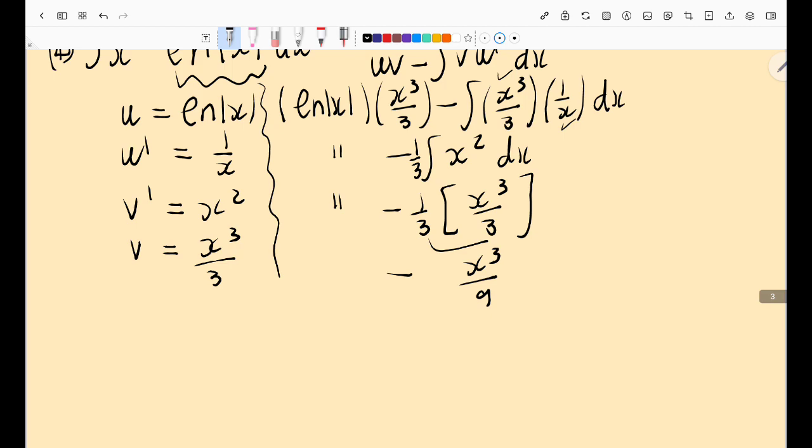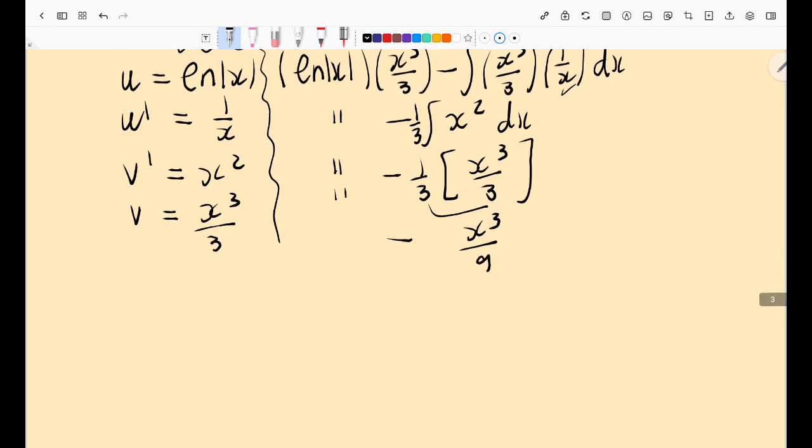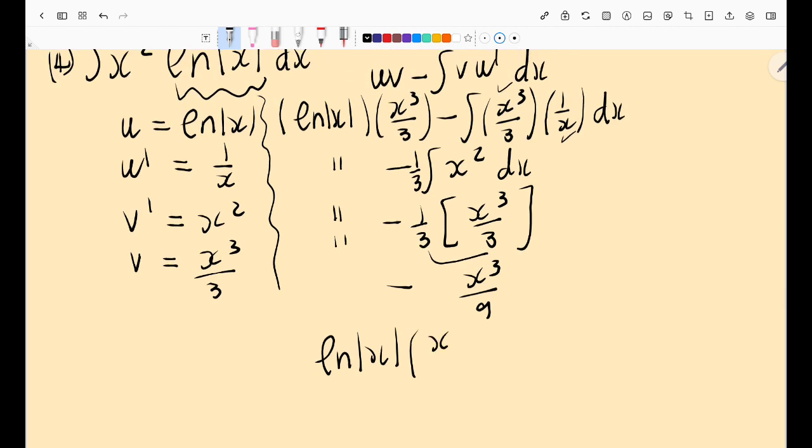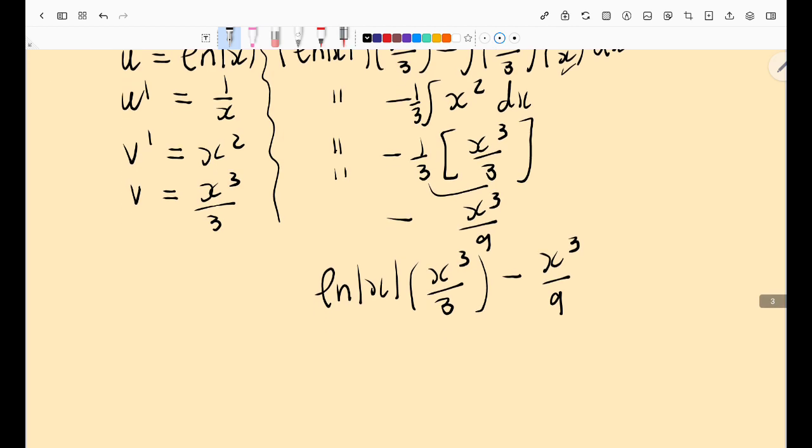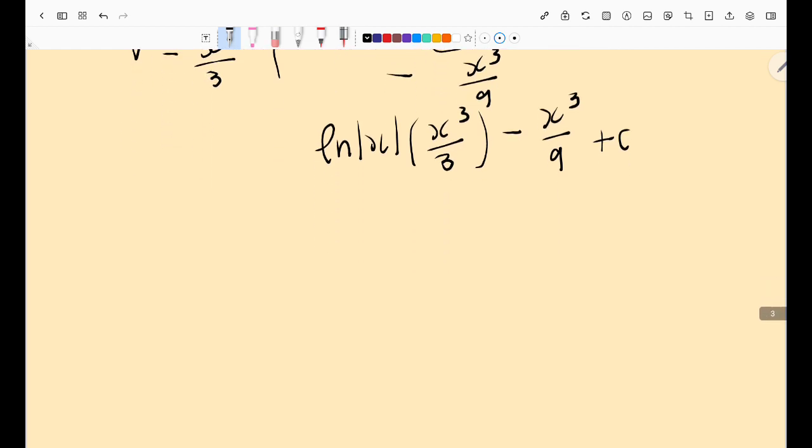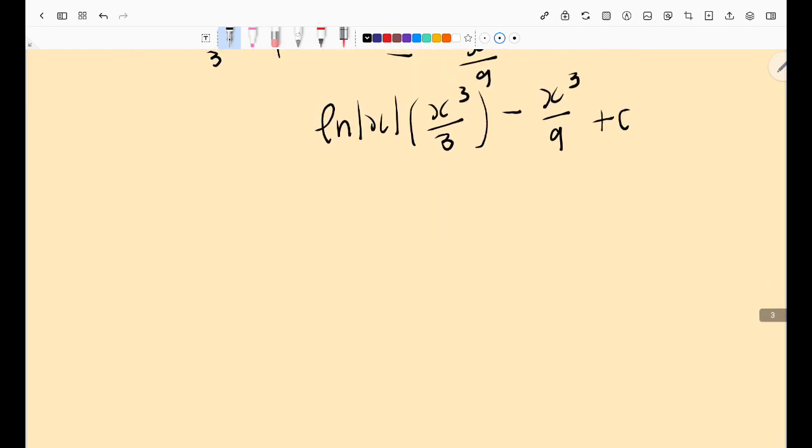If I were to rewrite this, it's going to be ln x times x to the power of 3 over 3, right, minus x to the power of 3 over 9. Let's see if that is what we had. Yeah, just don't forget your c because it's an indefinite integral. And that should be your answer.